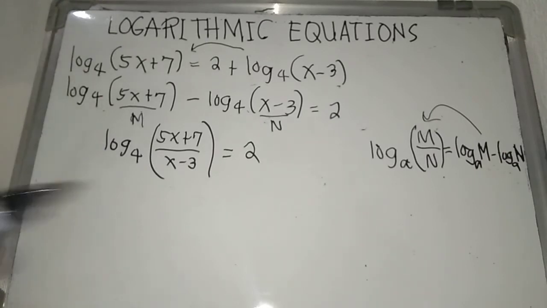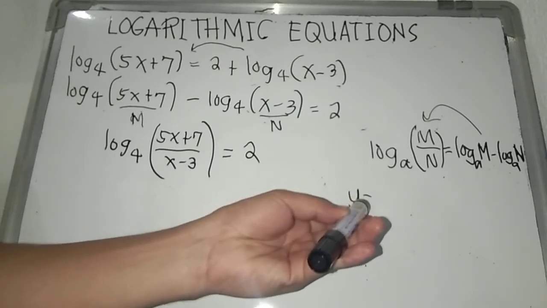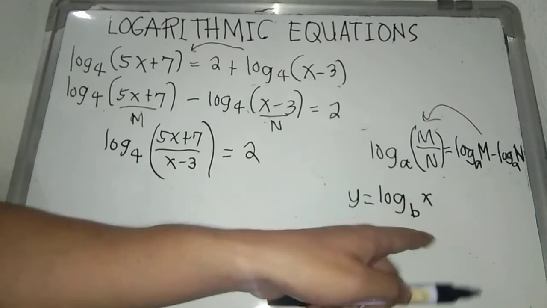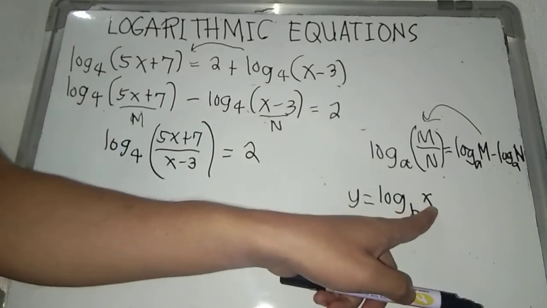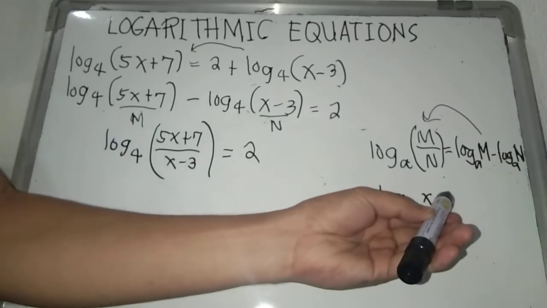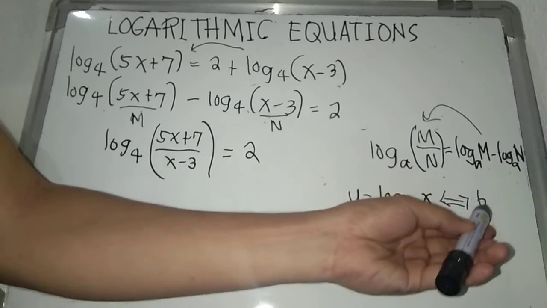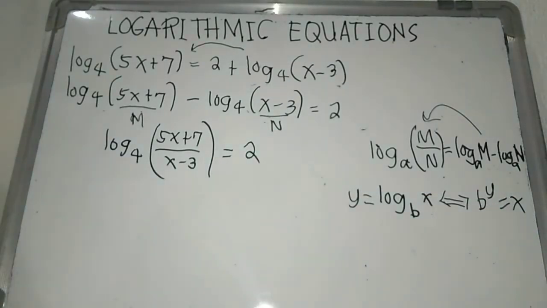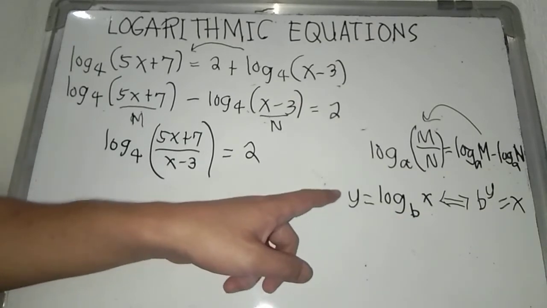Now, what is the definition of logarithm? If you could recall the logarithmic definition, this is y is equal to log with the base b of x, where b is an element of the positive numbers not equal to 1, and x is also an element of the positive numbers. Now, this can be written as an exponential form: b to the y is equal to x. Meaning to say, the base raised to the power of y is equal to x.